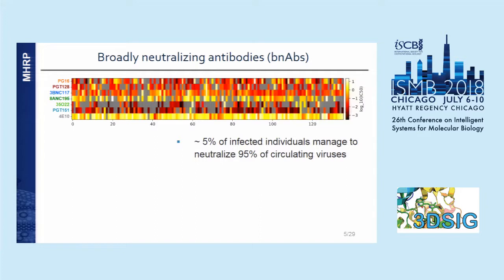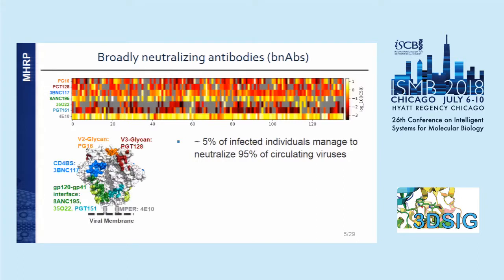This heat map shows a few selected antibodies neutralizing across a panel of viruses. The colored blocks indicate the IC50 in the neutralization assay, and the gray blocks indicate a strain resistant to that antibody. We can see that many of those antibodies can neutralize a quite broad spectrum of viruses.